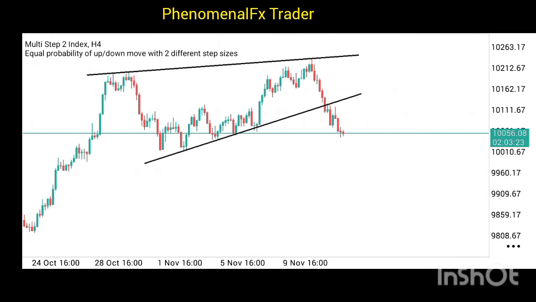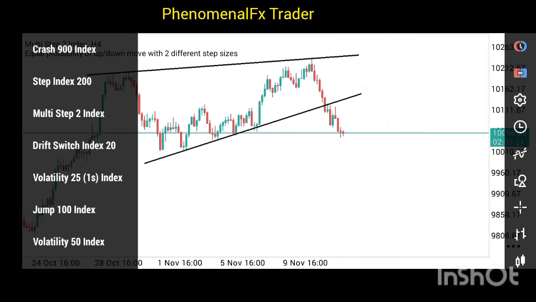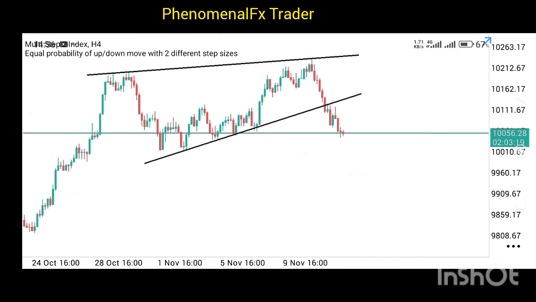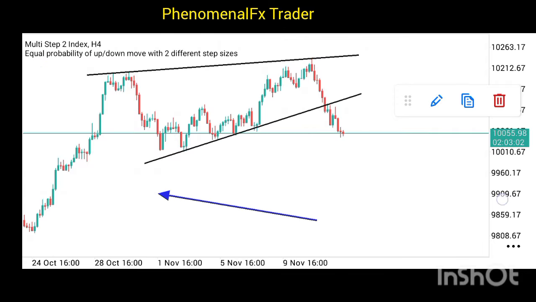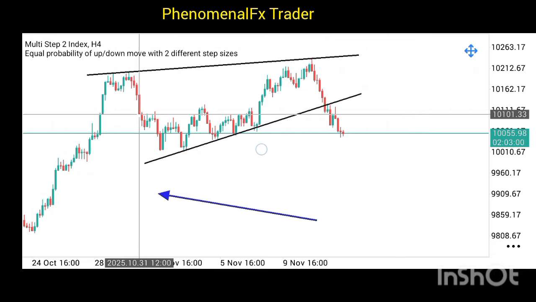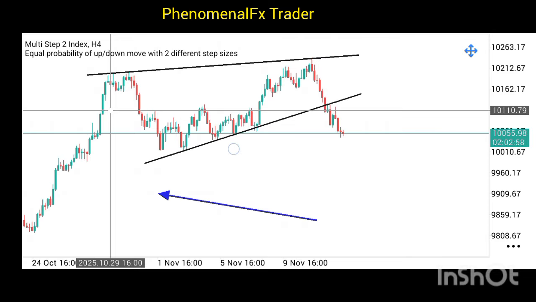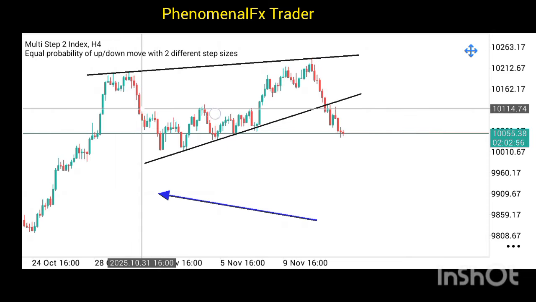Now, the change of character I was referring to is this particular low here. We already have a change of character. The market sold after a little pullback, so we had a break of structure here. Then this is the lowest point the market went to before it started buying. Then we had a change of character here. One moment, guys, let's look at it closely. We had a change of character here.